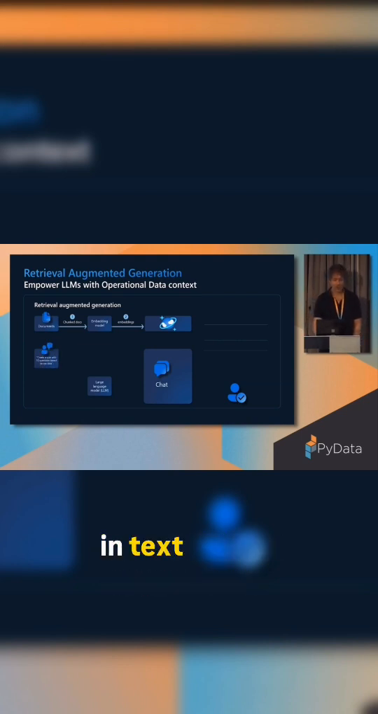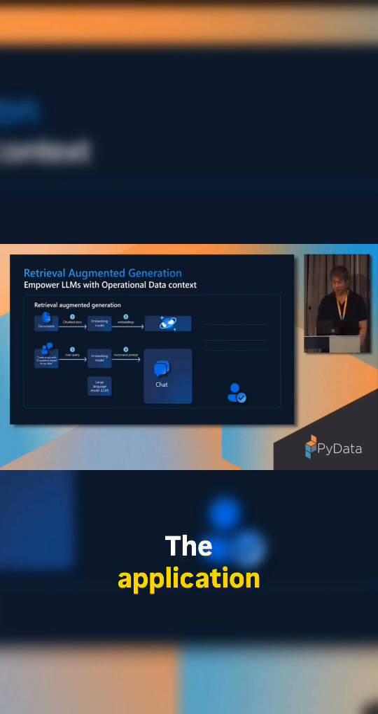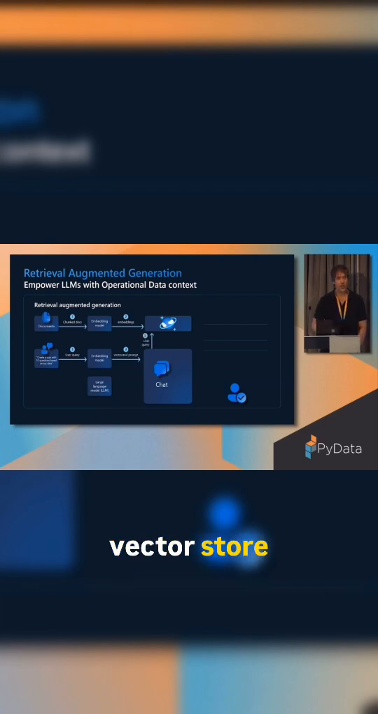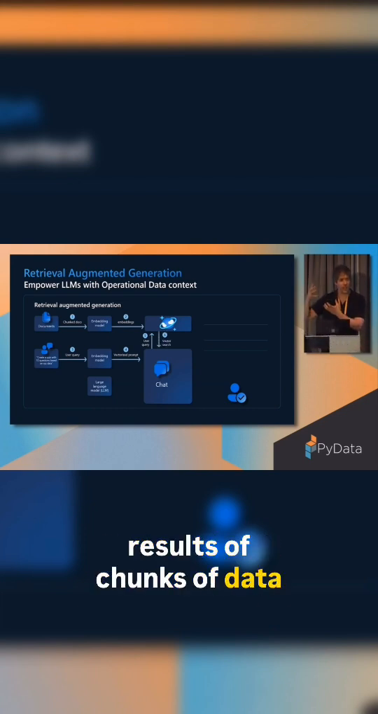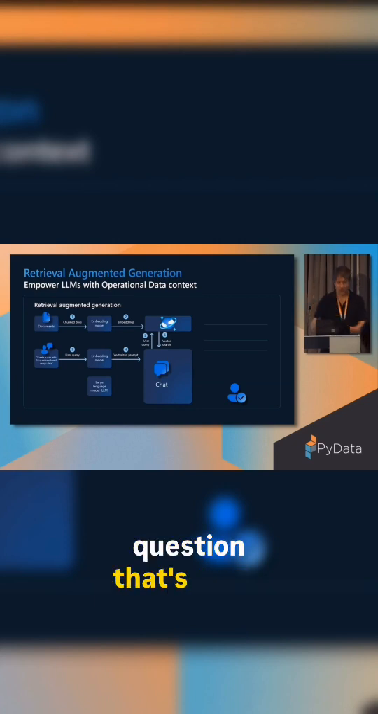A question comes in text format. That's going to be converted into exactly the same numerical format. The application is going to call your vector store using some kind of numerical distance algorithm like cosine similarity or Euclidean distance, which turns out to be a good proxy for semantic similarity. You get a rank-ordered result of chunks of data that are similar to the question that's being asked.